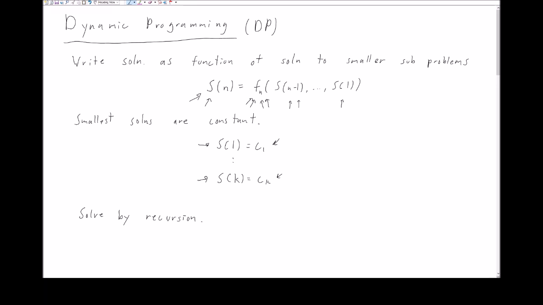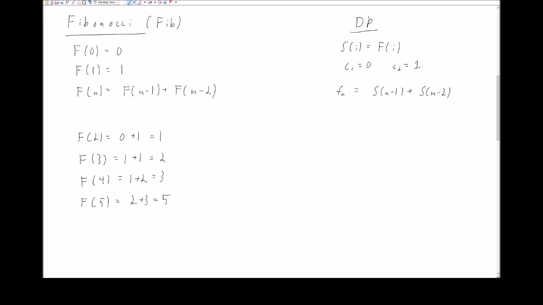Recall that the key ingredients here are to find the subproblems themselves, indexed by some size, to find the constants that we can assign to the smallest subproblems, and also find the function that we can use to compose smaller subproblems into larger subproblems. The classic example of recursion is the Fibonacci sequence, and so we're going to use it as our prototype for dynamic programming.